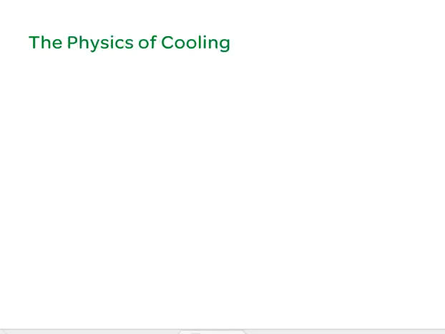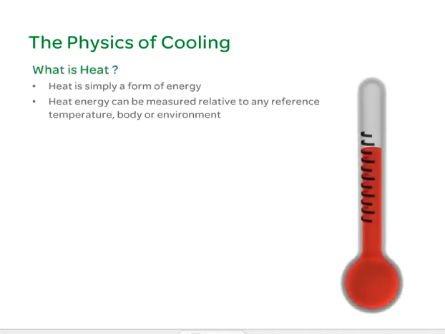Now that we know that heat threatens the availability of IT equipment, it's important to understand the physics of cooling and define some basic terminology. First of all, what is heat? Heat is simply a form of energy that is transferred by a difference in temperature. It exists in all matter on Earth in varied quantities and intensities. Heat energy can be measured relative to any reference temperature, body, or environment.